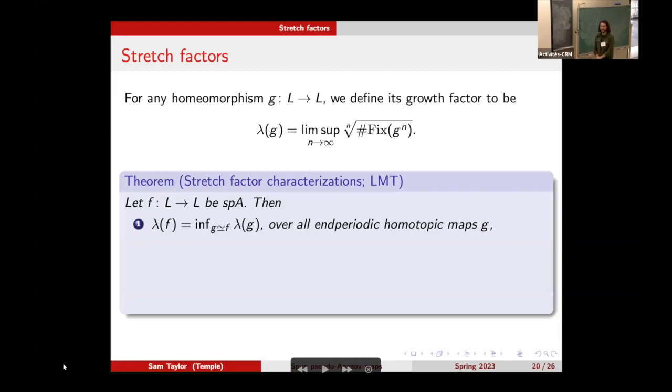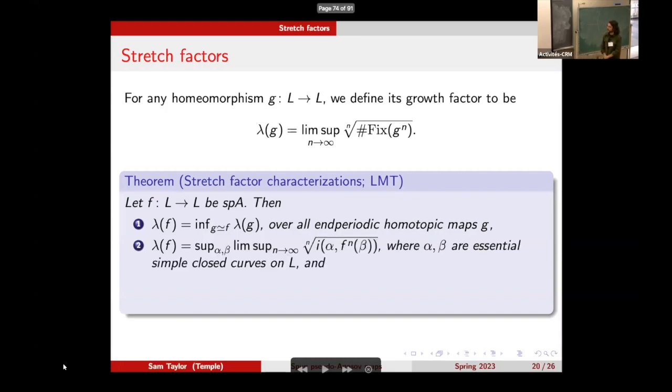Right, you can imagine lots of isotoping your map in crazy ways, and what you'll do is you'll only produce more periodic points of the return map. Okay, so that's one characterization.